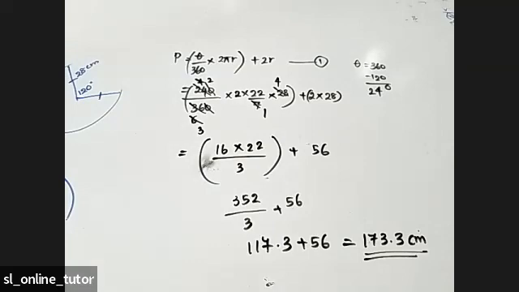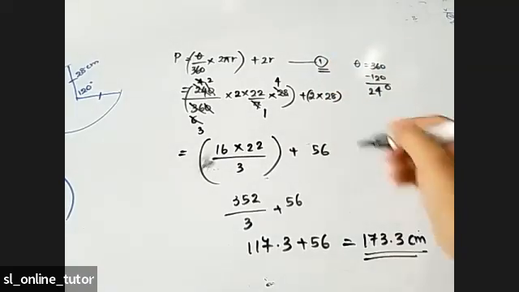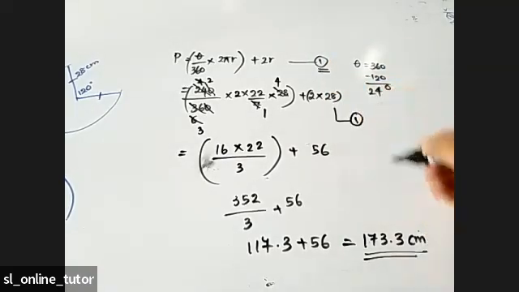Right? Actually, how many marks for this question? 1 mark for writing the equation. Okay. 1 mark for substitution. 2 marks for the answer. So altogether, 9th question, first part you are getting 4 marks.